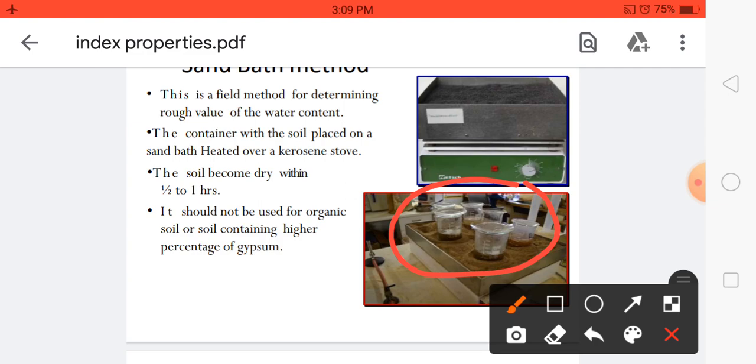In this oven dry method, we are maintaining the temperature between 105 degree to 110 degree centigrade, but in this sand bath method, it is not possible to maintain this temperature. Clear? This is the drawback here. And it will change the chemical properties of soil and the crystalline structure of soil.